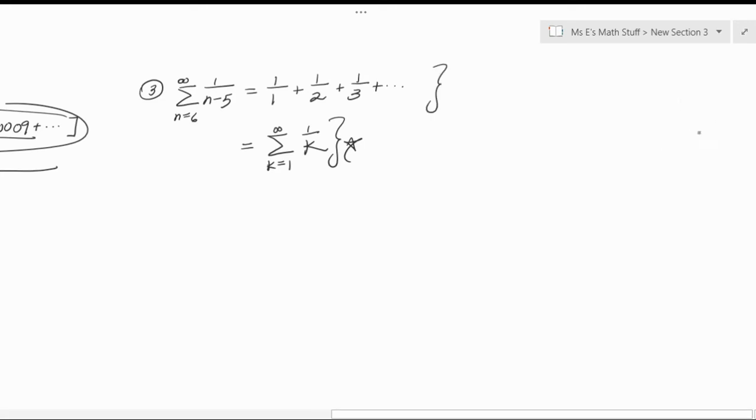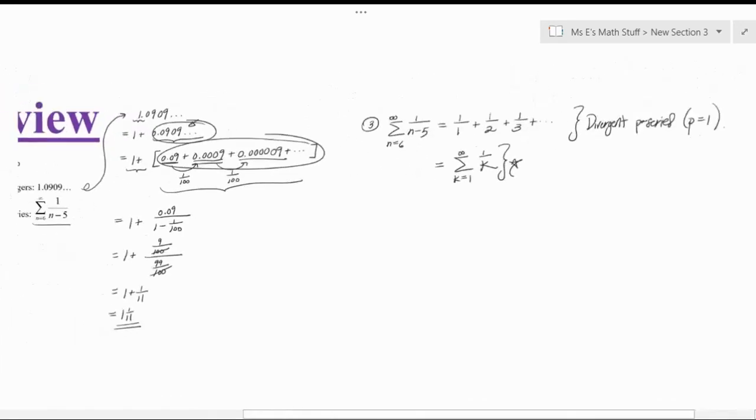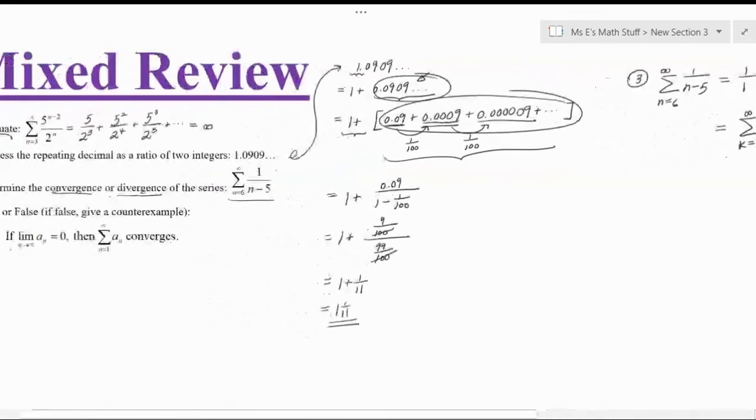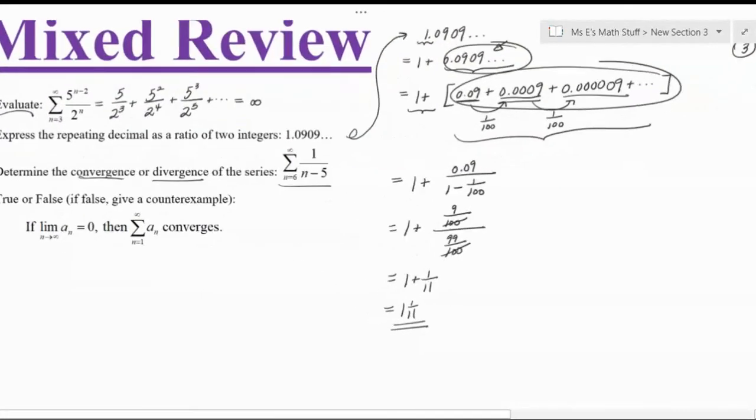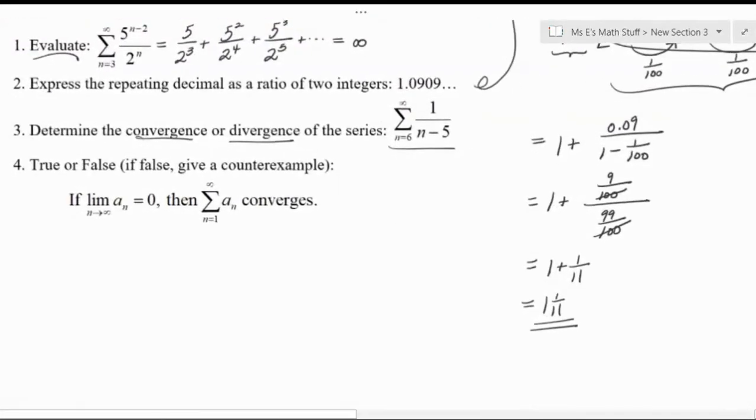And so the point is that this is a divergent harmonic series, or I'll just say p-series, and I'm saying that because your p-value would have been 1. There we go. Okay. All right. So problem 3 is dedicated to many ways to do some of these problems, and sometimes look for the simplest way.